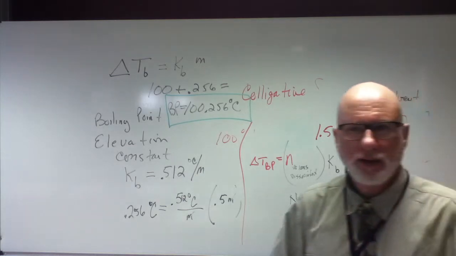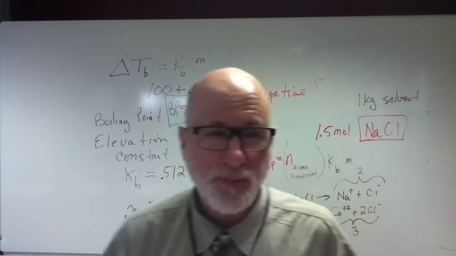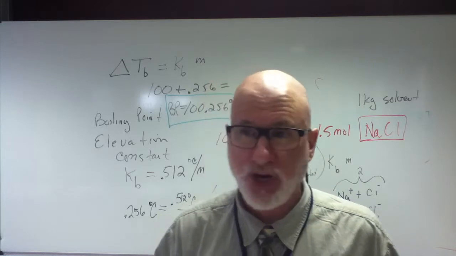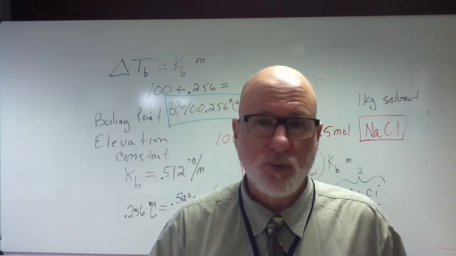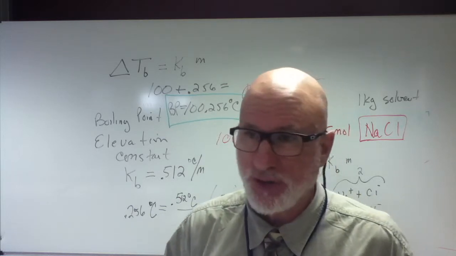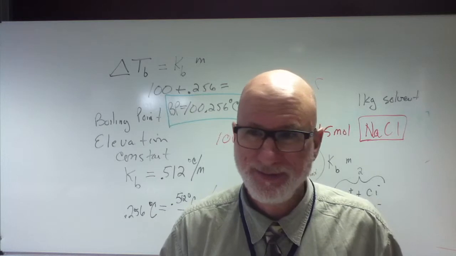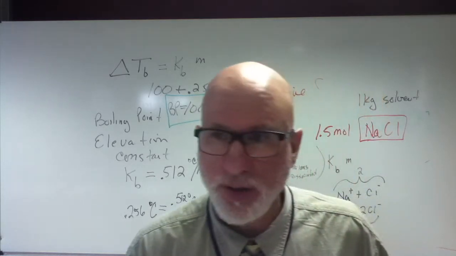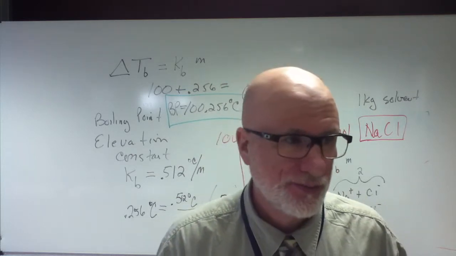See that? So you've got to take into account the number of ions. It's because boiling point elevation depends upon the total particles. Isn't an ion a particle? So it's a total particle. So if you have 1.5 moles of sodium chloride, how many moles of particles do you have? If you have 1.5 moles of sodium chloride, how many total particles do you have?